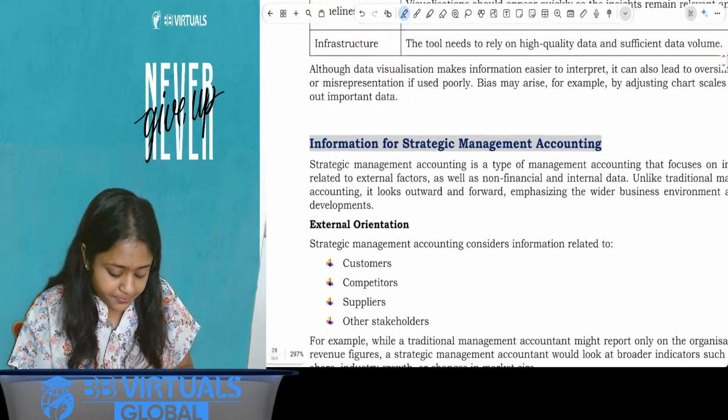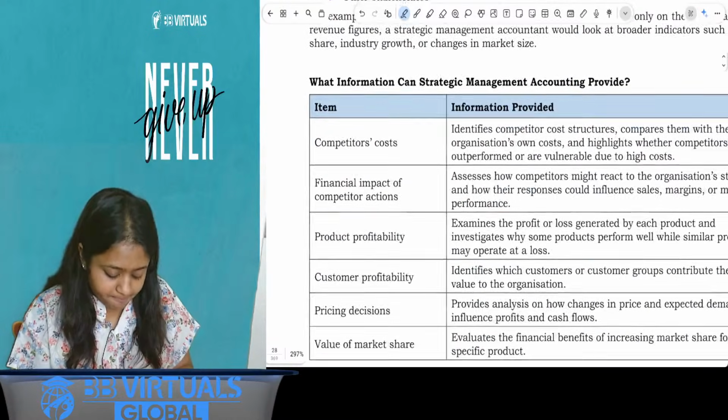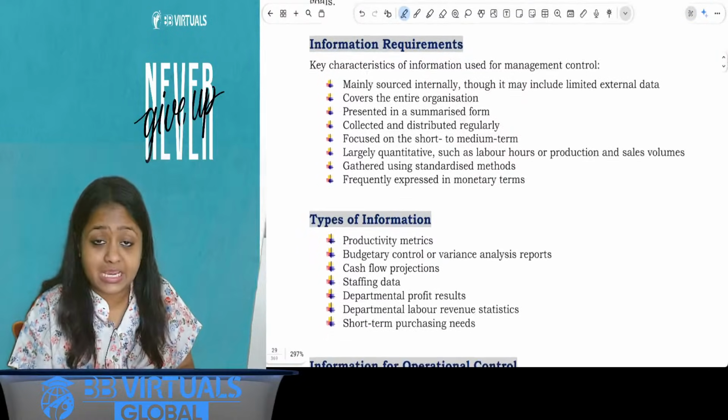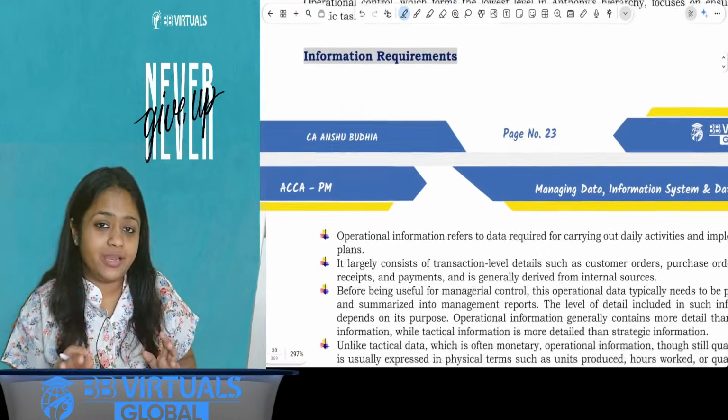Okay, next. I want to take up the information systems which are frequently asked in the exam. So let's just quickly have a look at it.